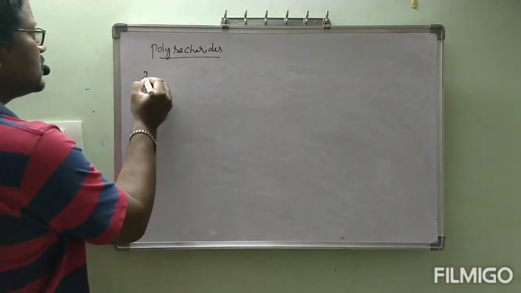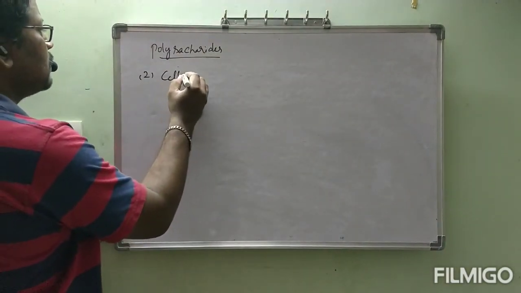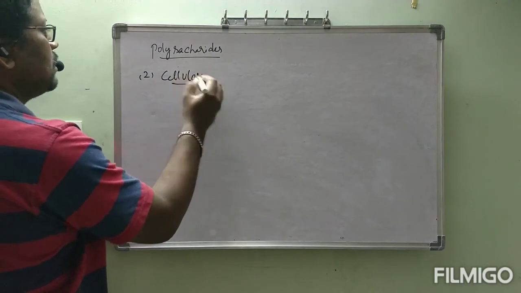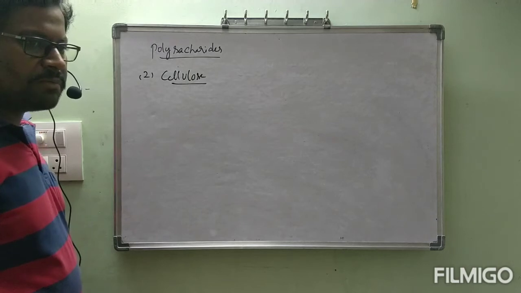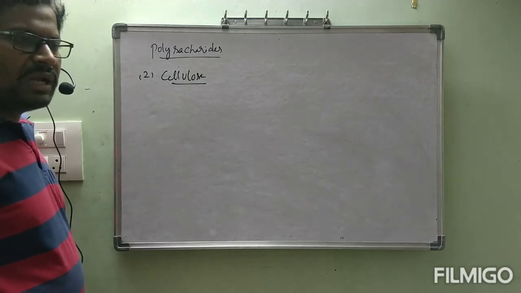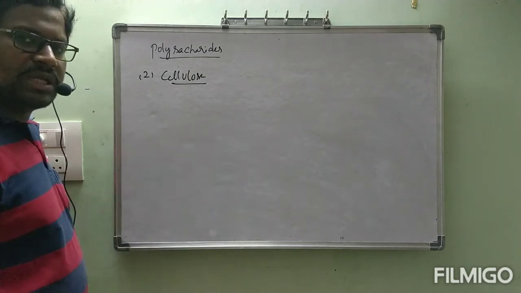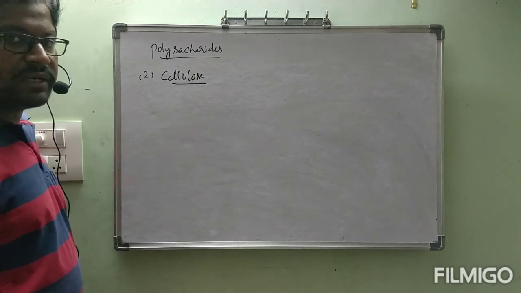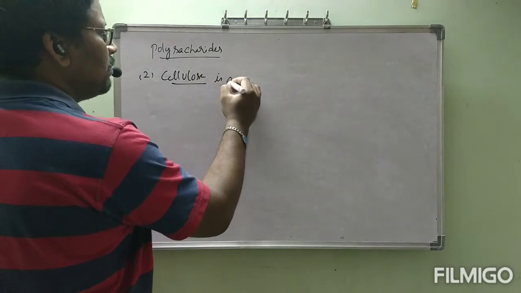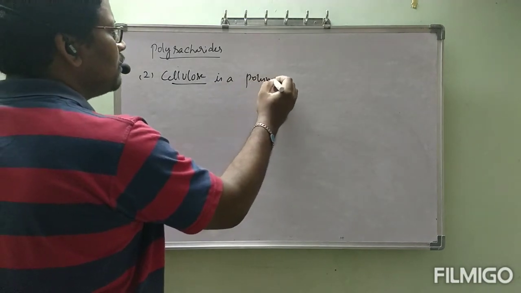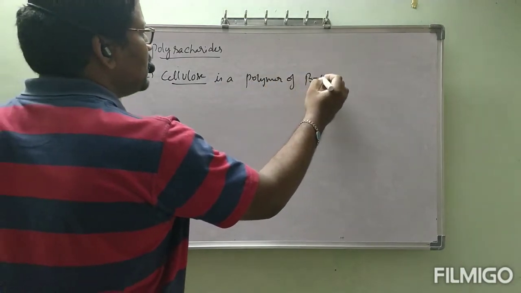Next, second one, cellulose. Cellulose is the major component present in plants. It is a polysaccharide, and contains so many units when compared to starch also. A large number of units compared to starch. Okay, cellulose is a polymer of beta-D glucose.